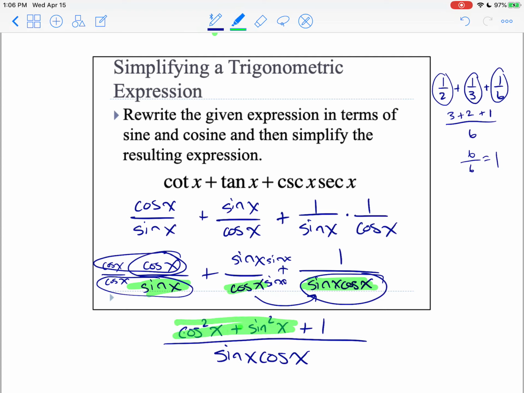So now, looking at the numerator, this right here is one of our Pythagorean identities. Cosine squared x plus sine squared x equals, I heard you, you said 1. And so this whole thing is 1, plus another 1 gives me 2 over sine x cosine x. All right, we did it.